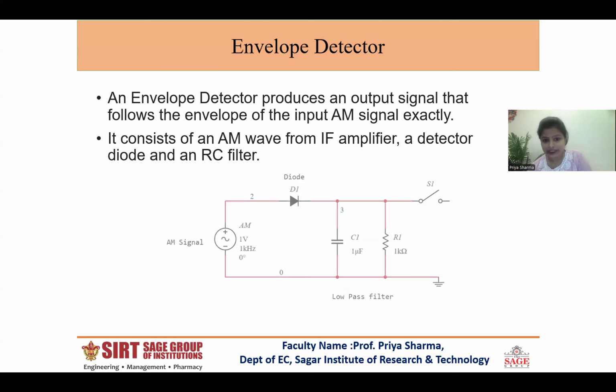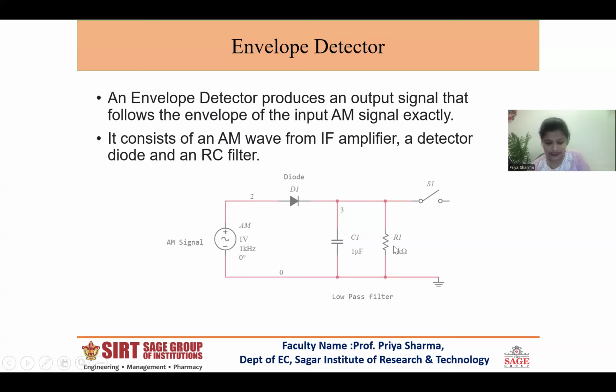Then coming to the envelope detector, this is very important, students, from the exam point of view. An envelope detector produces an output signal that follows the envelope of an input AM signal exactly. The name has been taken from the message signal, from the modulation. That is the envelope. The message signal in modulated form is known as the envelope. It consists of an AM wave from the IF amplifier, a detector diode, and an RC filter.